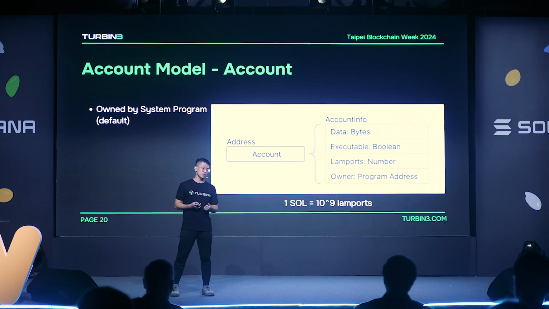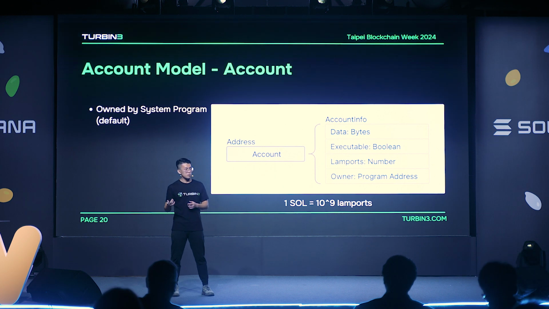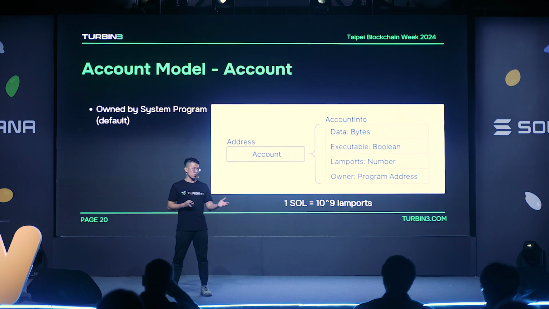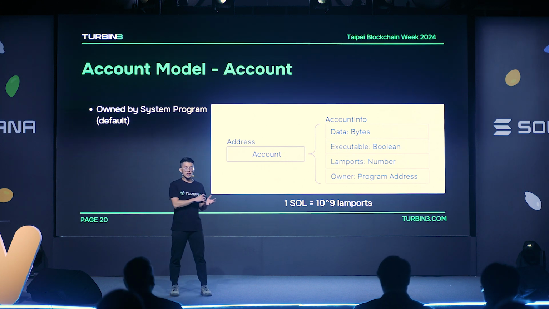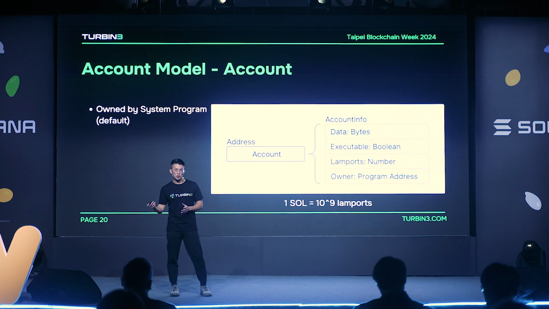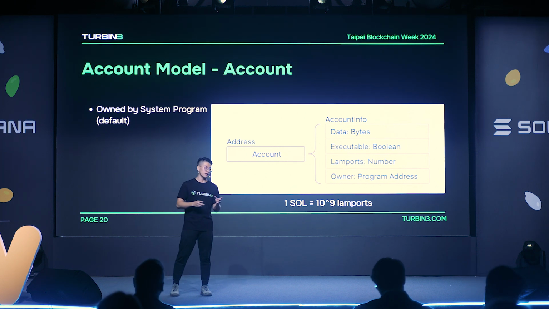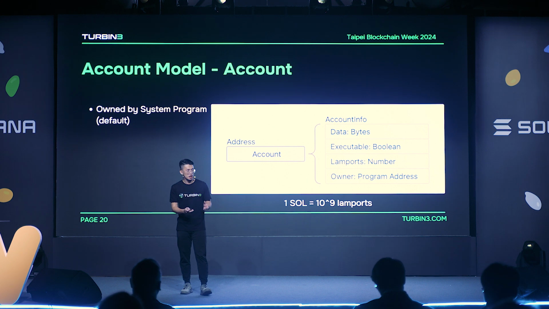Lamports is a number. 1 SOL equals 1 billion lamports. It's a unit, like Bitcoin, where 1 Bitcoin equals 100 million Satoshi. And the owner is a program. So every account has an owner, and the owner is a program. By default, the owner of an account is the system program.